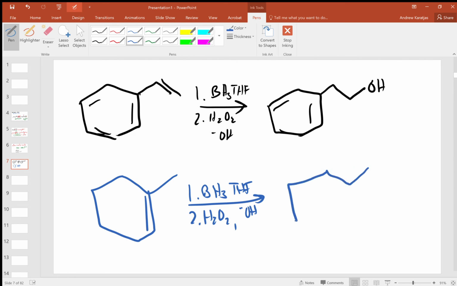So overall, what we have here is a procedure that is complementary to our acid-catalyzed hydration or our oxymercuration. Both of those give us the most substituted alcohol, while hydroboration is a reaction we can use to give us a less substituted alcohol.